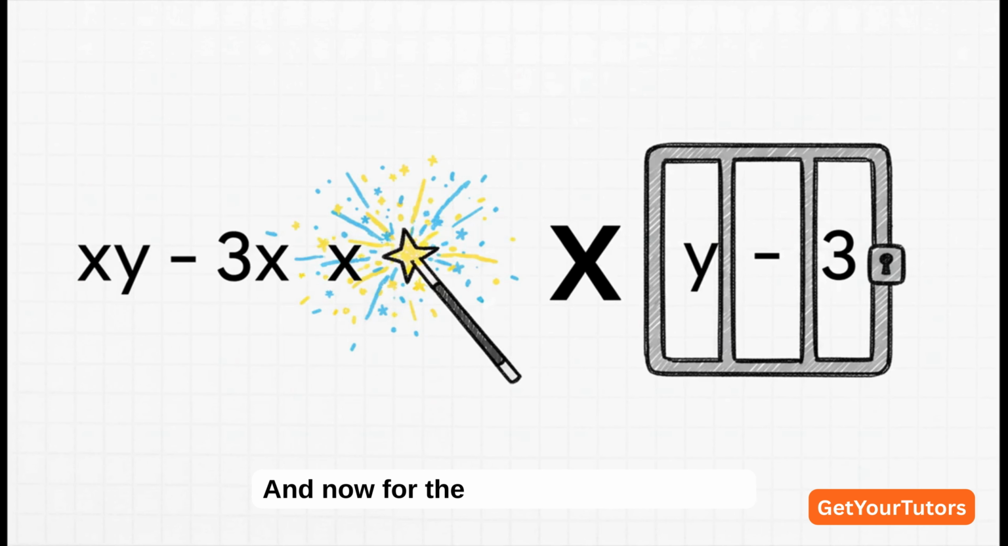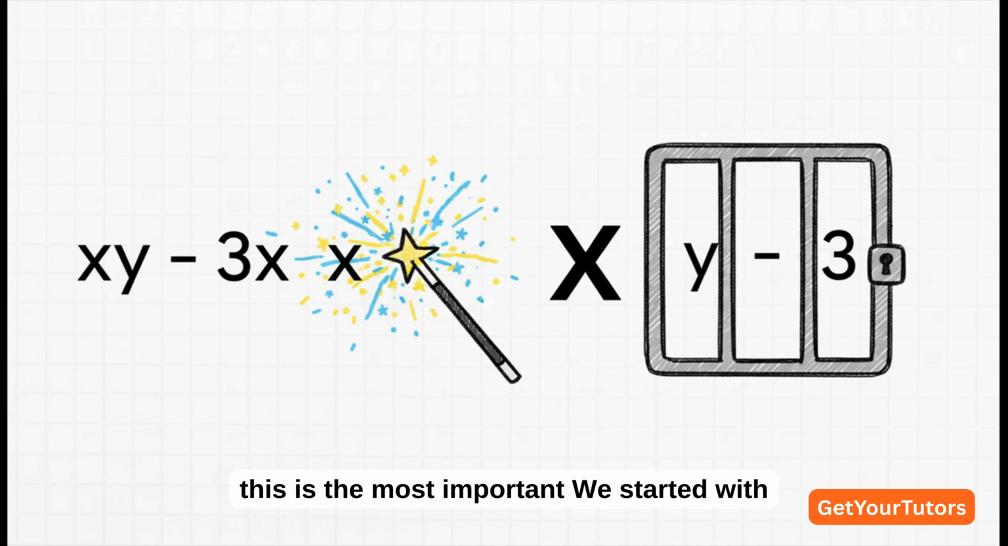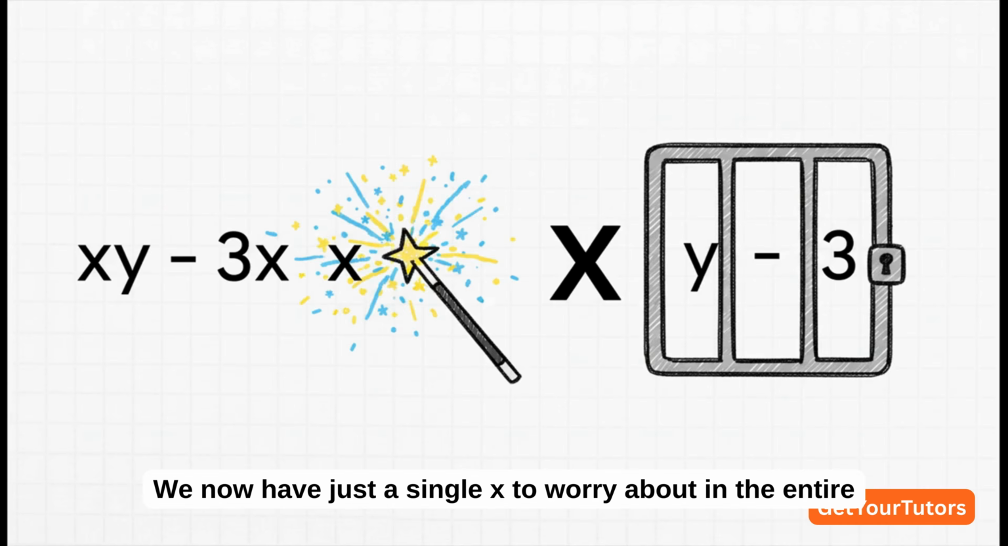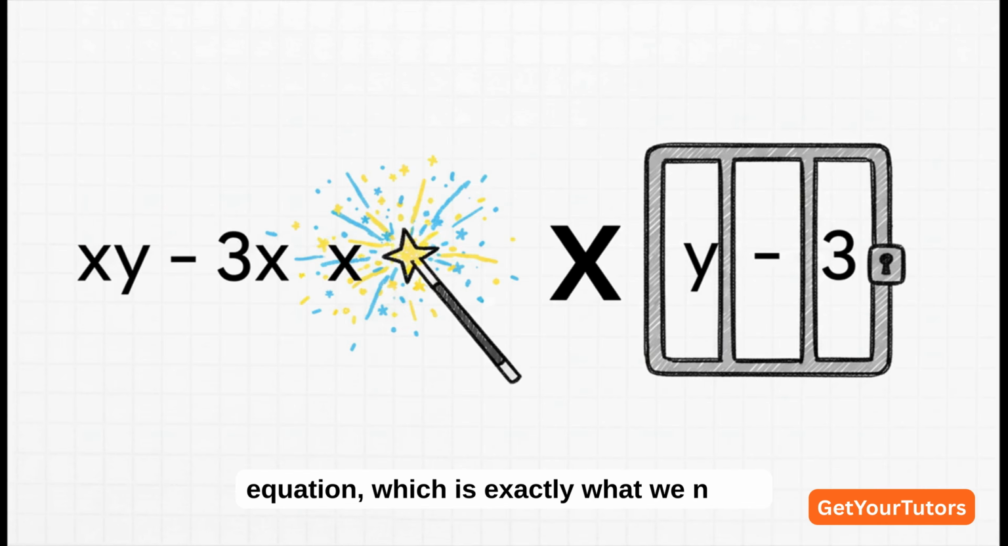And now for the magic trick, step 2, factorize. Honestly, this is the most important step. We started with two different x's floating around, right? Well, by pulling x out front as a common factor, we've basically trapped them together. We now have just a single x to worry about in the entire equation, which is exactly what we need.